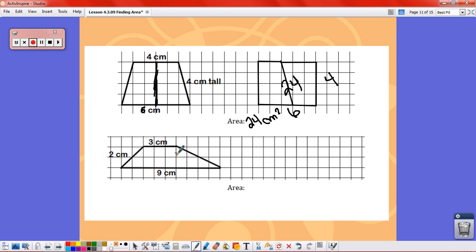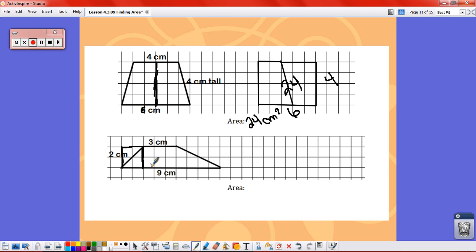Okay, what about this one? This one's funky looking. What if I cut it like this? So I got a little triangle here. It's 2 wide and 2 tall. And then here I have a trapezoid. Remember, I have to alternate the sides.